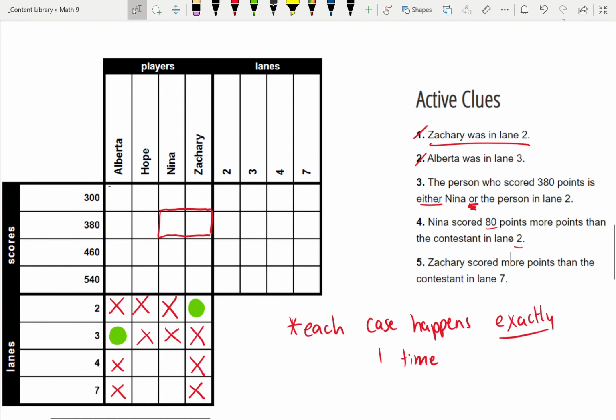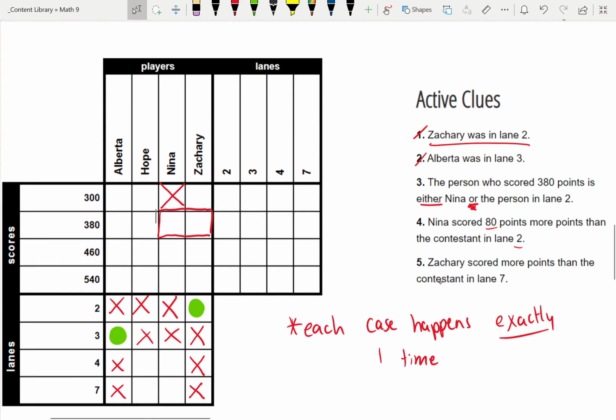So Nina scored 80 more points, so I see the points are 300, 380, 460, or 540. Now, it doesn't seem like I've gotten a lot of information, but what that actually means is that Nina can't be here. Because if she's scored more points, then I cannot put her in that lane, or with that number of points, because it's the lowest number of points.